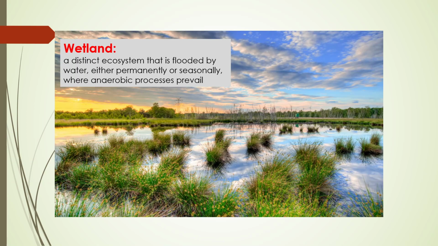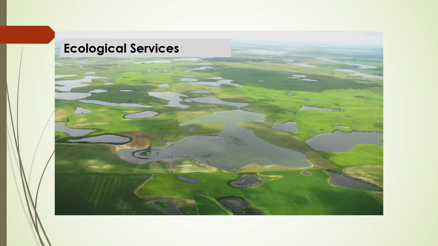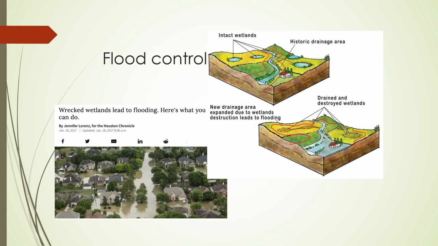So just a reminder of what a wetland is. It's a distinct ecosystem flooded by water. It could be permanently, could be seasonally, and anaerobic processes prevail. Anaerobic meaning lack of oxygen. They can actually contribute to many ecological services, such as flood control. Remember, flood control. Wetlands can usually take in a lot of that water to prevent the flooding.